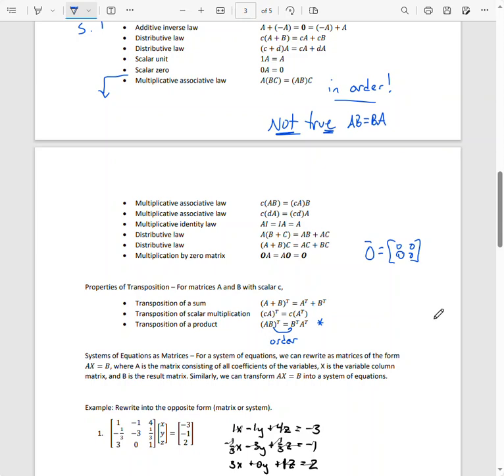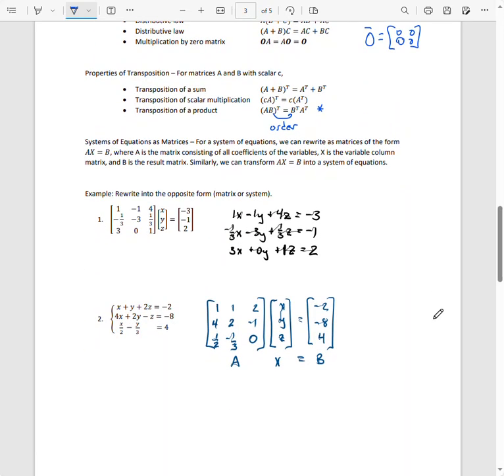All right, now why do we care? Why do we need to multiply these? We're going to use them for systems of equations. For a system of equations, we can write matrices in the form A times X equals B, where A is a matrix consisting of all the coefficients of all the variables, X is the variable column matrix, and B is the result matrix. Similarly, we can transform AX equals B into a system of equations.